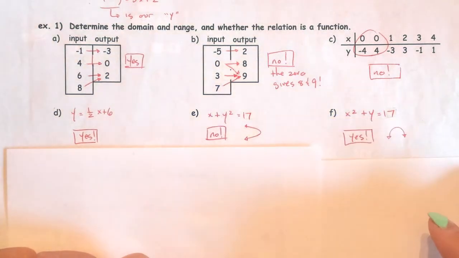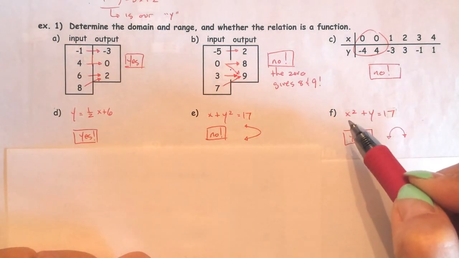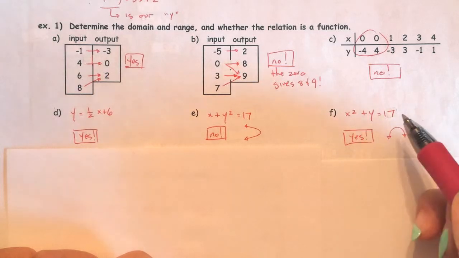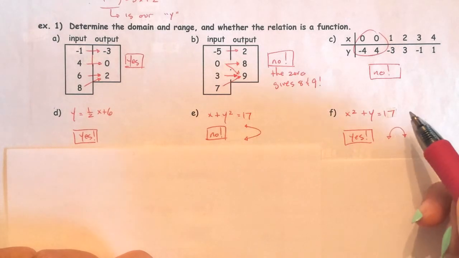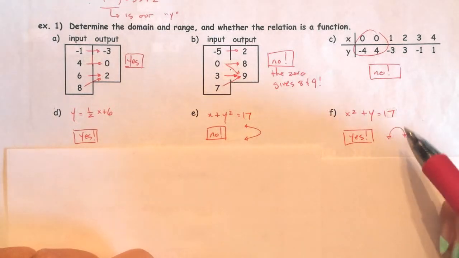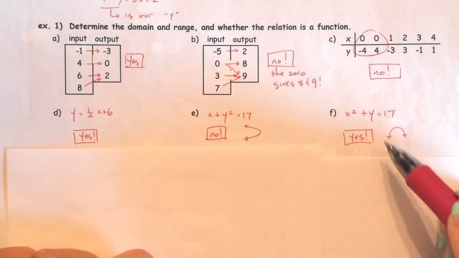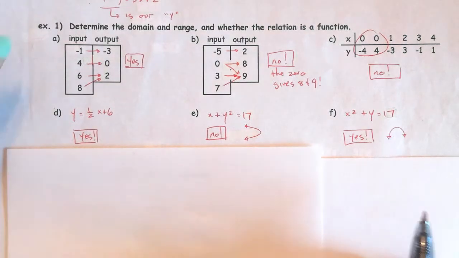This goes down, because again, if I moved my x squared over to the right side, if I subtracted it from both sides, I'd have y equals negative x squared plus 17. That would be a negative a value in front of my x squared, which is a downward facing parabola.